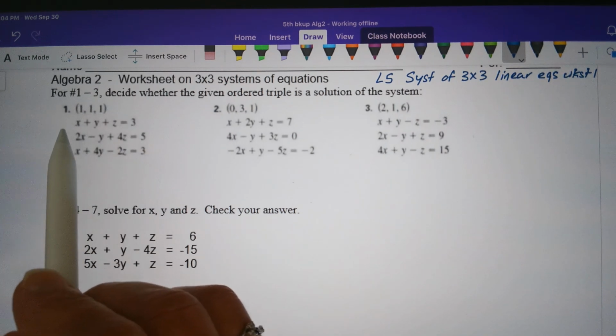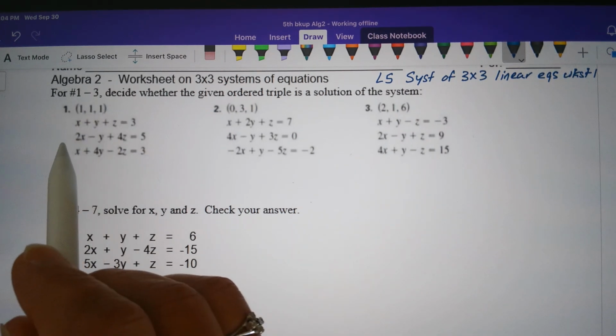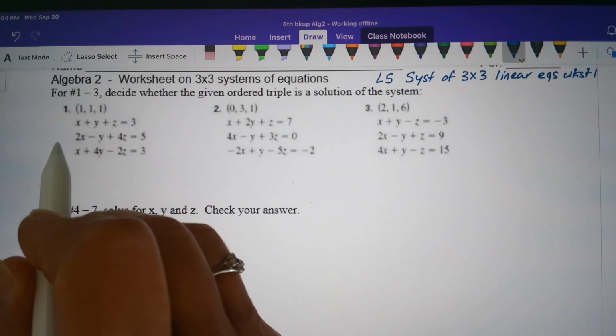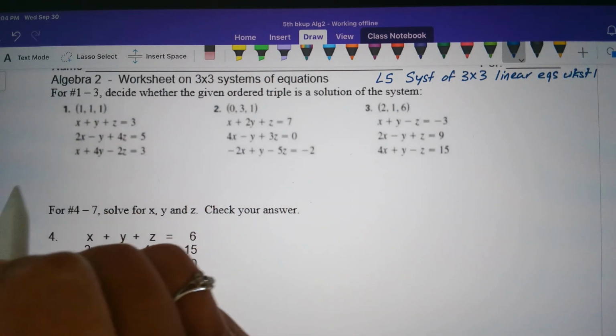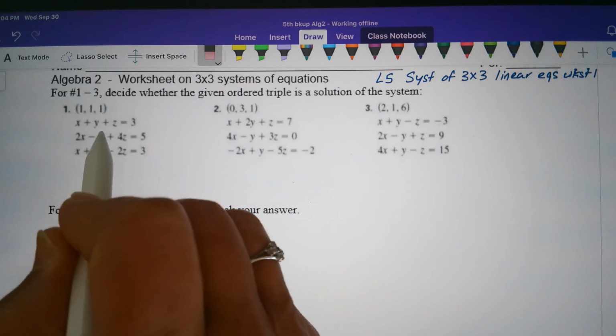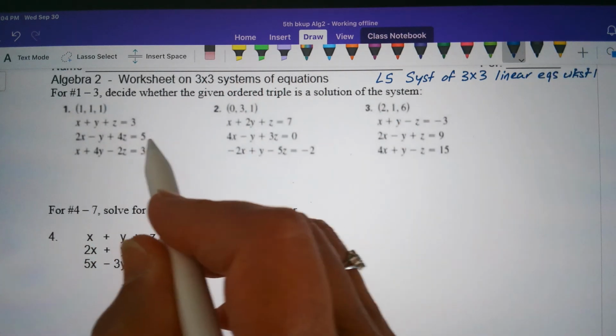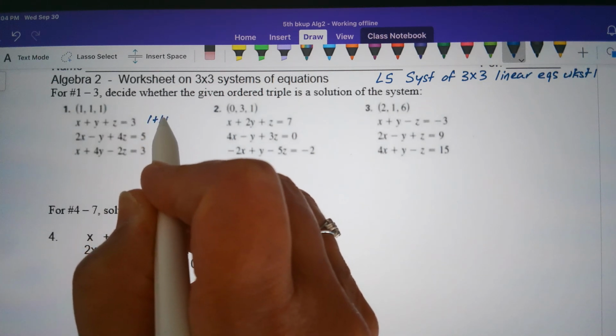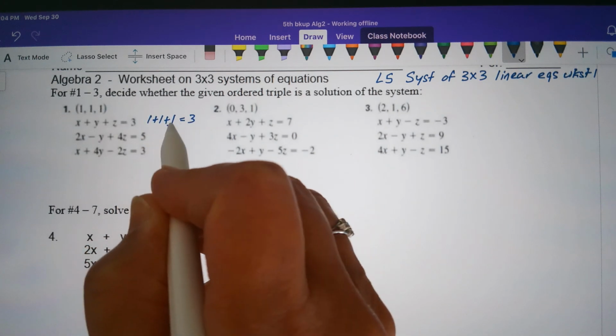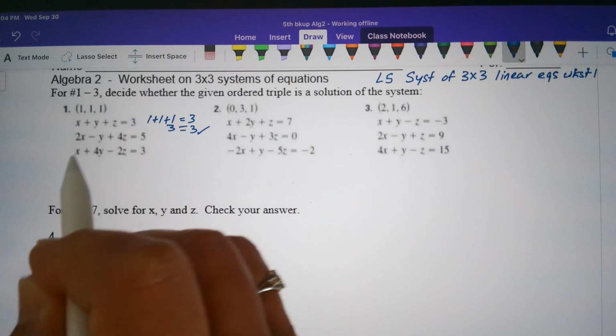So we have this triple solution 1, 1, 1. We substitute, and this is going to be by hand. We substitute 1 in for x, 1 in for y, and 1 for z. So we see in the first equation, yes, 1 plus 1 plus 1 does equal 3. 3 equals 3. That checks.